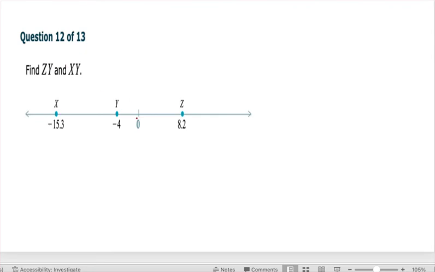Find ZY and XY. All right, so we have X, Y, Z. Now, ZY will be the distance here. So ZY is really the measure of the segment ZY. Okay? So we're going to say, what is that distance? 8.2 minus a negative 4. Okay, now isn't this 4 going to really add to the 8.2 here? We get the 8.2, and then the distance is going to include that 4 there. So that minus a minus ends up being addition of the opposite, and we get 12.4.